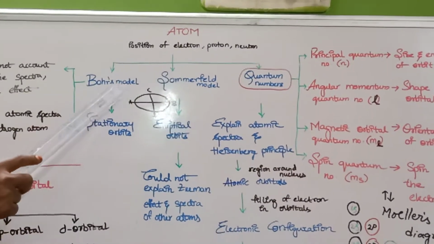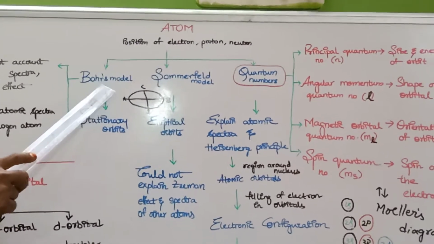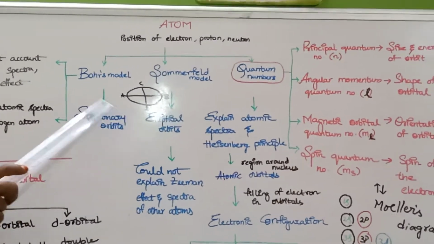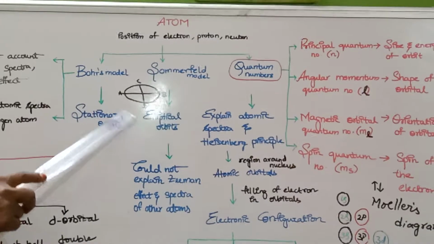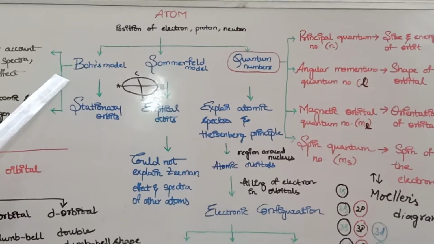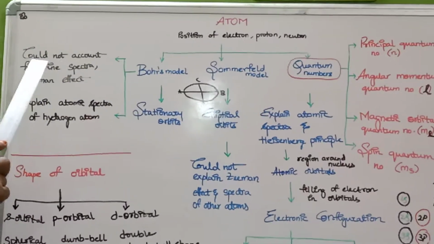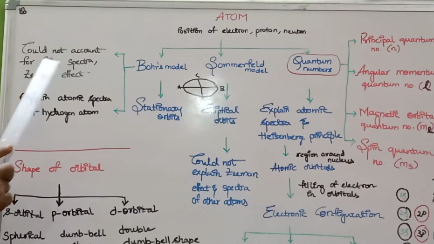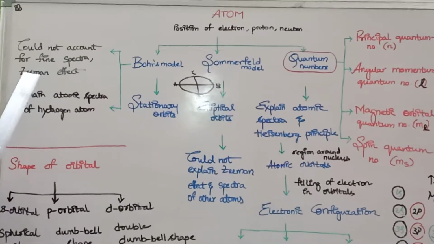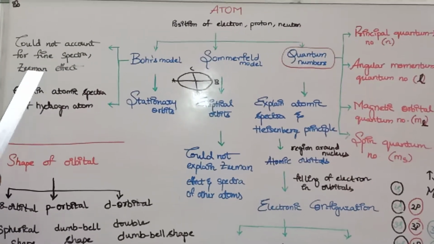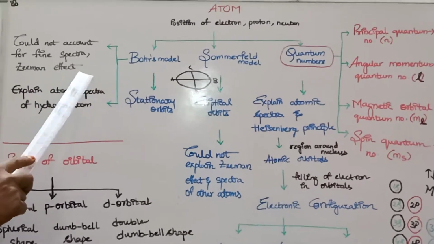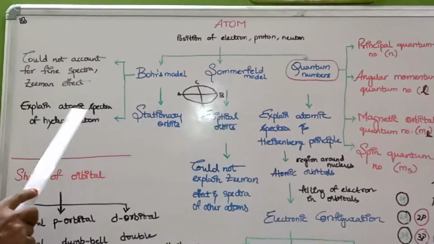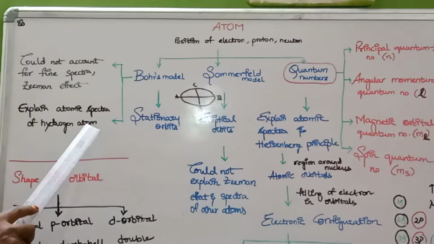Now let us learn about Bohr's model. It could give clarity regarding the stationary orbits, and here two limitations are there. He could not account for fine spectra, and he did not give any reason for how the Zeeman effect takes place. It explained the atomic spectra of hydrogen very clearly.